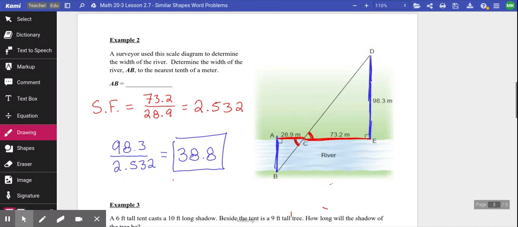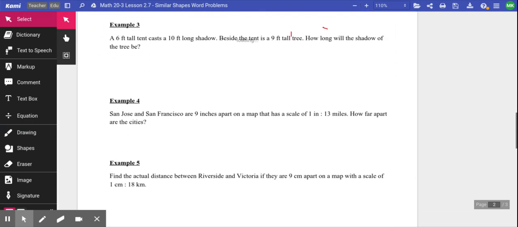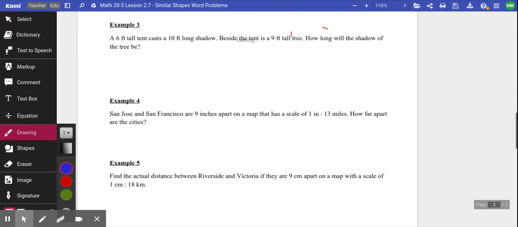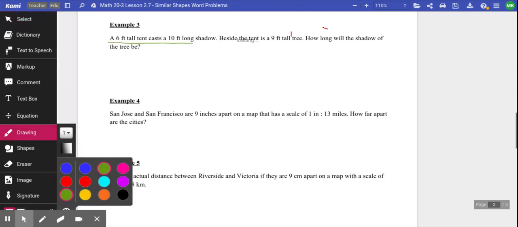So it can get a little tricky, right? It can't always just be the same process. When you get examples where there's not a picture, draw a picture. Okay? So it says a 6-foot tall tent casts a 10-foot shadow. So if I had a tent that's 6 foot, it creates a shadow because the sun comes down on it like this to create a shadow. And that shadow is 10 feet long. A 6-foot tall tent casts a 10-foot shadow.